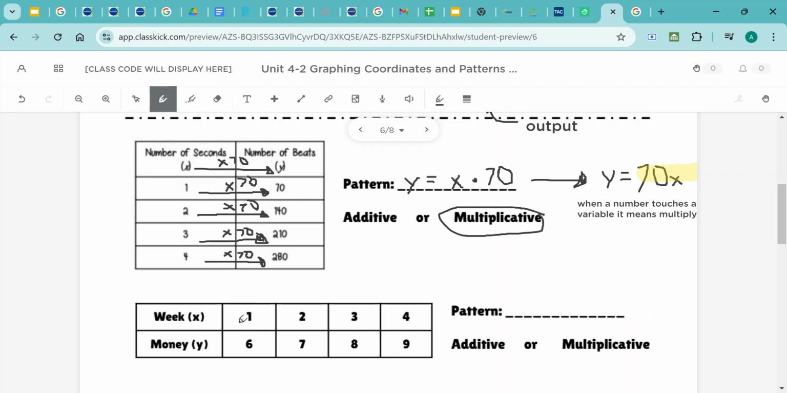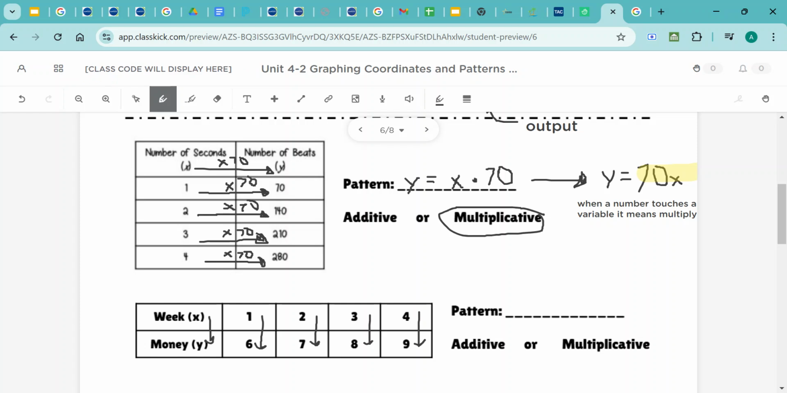So the first thing we want to do is figure out what is my pattern? What pattern is going on to get from X to Y? What am I doing? What's my input? What's my output? What's my rule that I am following? And remember, this rule has to work the whole time. So I can't just look at 1 times 6 and say 1 times 6 is 6. That's my rule, times 6. That's my pattern in this table. That's not true because times 6 doesn't work the whole time.